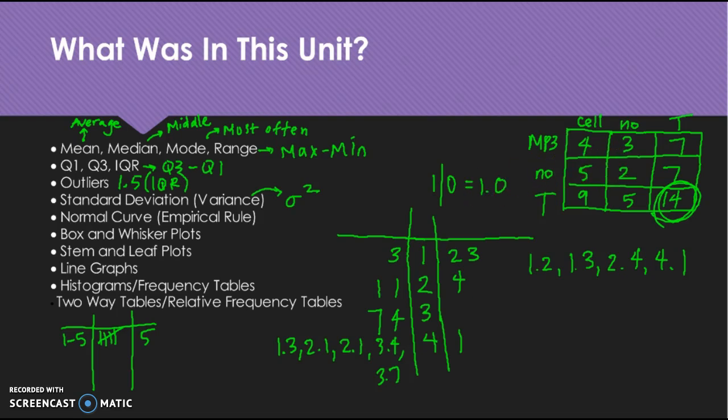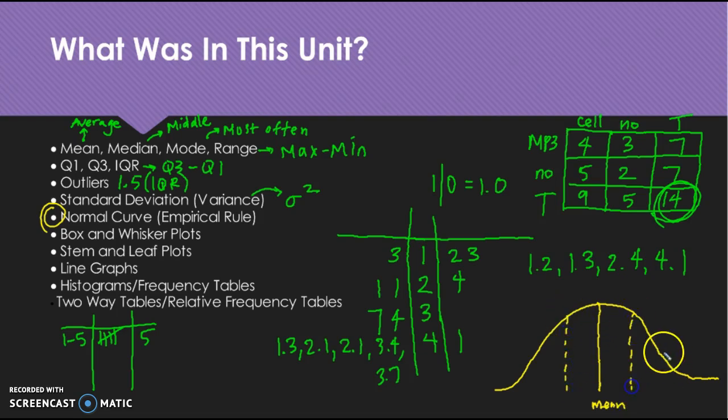The last thing we looked at, which wasn't the most recent thing, but the last thing on my list here, is a normal curve and the empirical rule, right? And that just means that if data is distributed normally, it's going to follow that bell-shaped curve, where your mean is in the middle. Okay, there's our mean. And then we put in those standard deviations, whatever that standard deviation is.